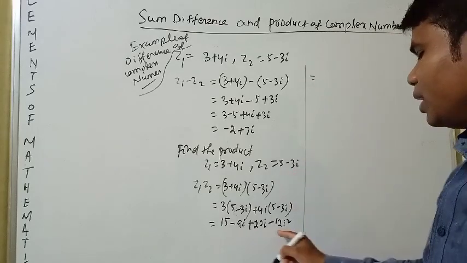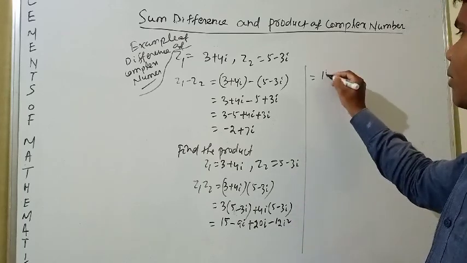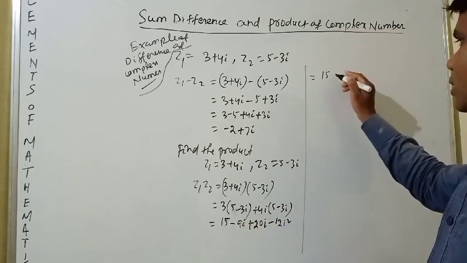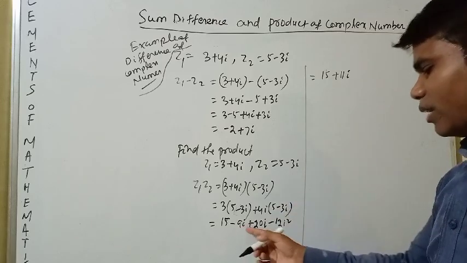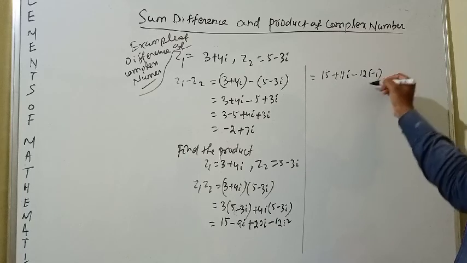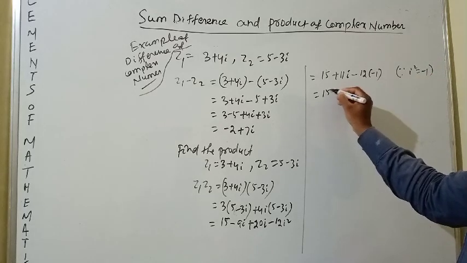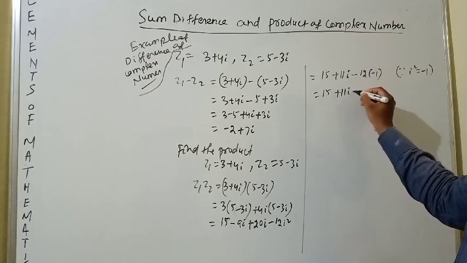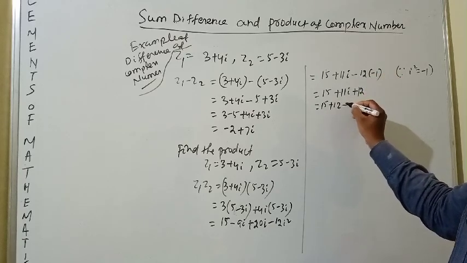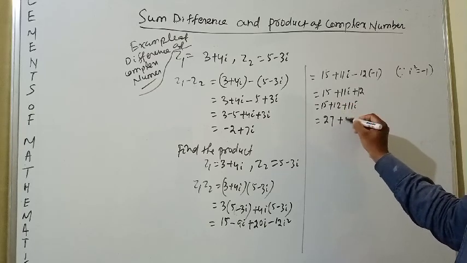You know i square is equal to minus 1. That means 15 minus 9i plus 20i, that is plus 11i, minus 12 i square. Since i square is equal to minus 1, that is 15 plus 11i plus 12. 15 plus 12 is 27, so 27 plus 11i.